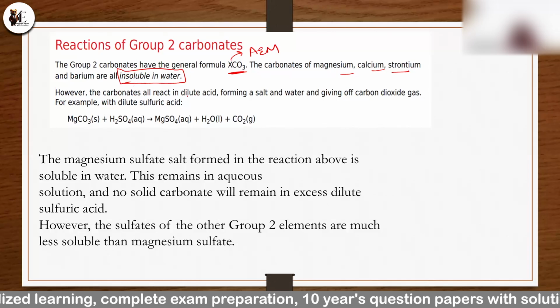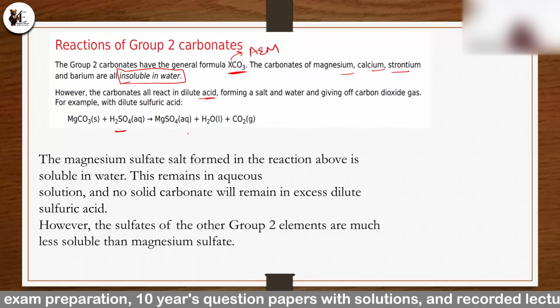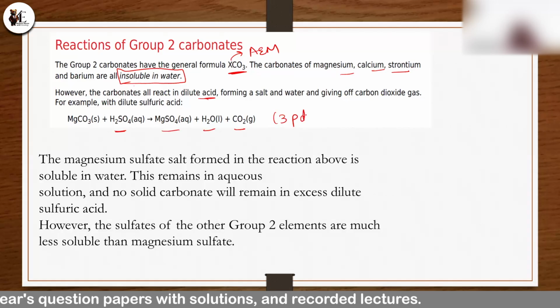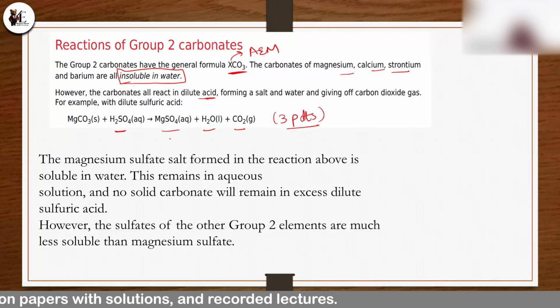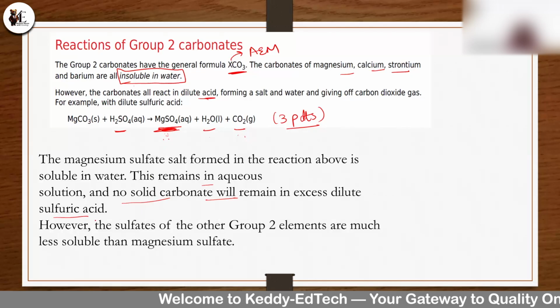However, all carbonates react in dilute acid like H2SO4. So it forms a salt, water, and carbon dioxide. So remember that here we have three products: salt, water, and carbon dioxide when we treat your metal carbonate with dilute acid. Now here the magnesium sulfate which is formed is soluble in water. This remains in aqueous solution and no solid carbonate will remain in excess dilute sulfuric acid.